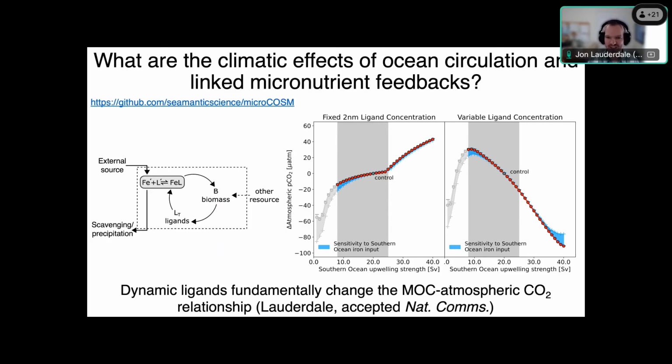And so what I did was I did two sets of ensembles where I had fixed ligand concentration and ran with a different strength of Southern Ocean overturning circulation. And that gives us this curve. As you strengthen Southern Ocean upwelling, you increase the amount of carbon and nutrients delivered to the surface. Again, production is limited in the Southern Ocean by iron, so a bunch of that carbon outgasses. And the stronger you upwell, the more carbon outgasses to the atmosphere. You get this positive relation.